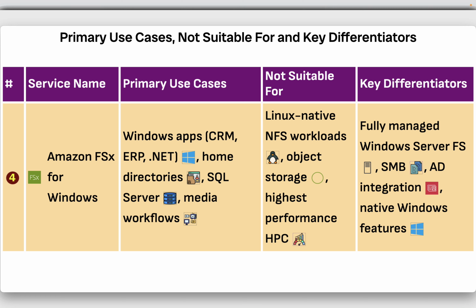Next, we have Amazon FSx for Windows. Primary use cases are Windows apps like CRM, ERP, and .NET, home directories, SQL Server, and media workflows. This is not suitable for Linux native NFS workloads, object storage, and high performance computing. Key differentiators are a fully managed Windows Server file system. It supports SMB protocol, AD integration, and native Windows features.